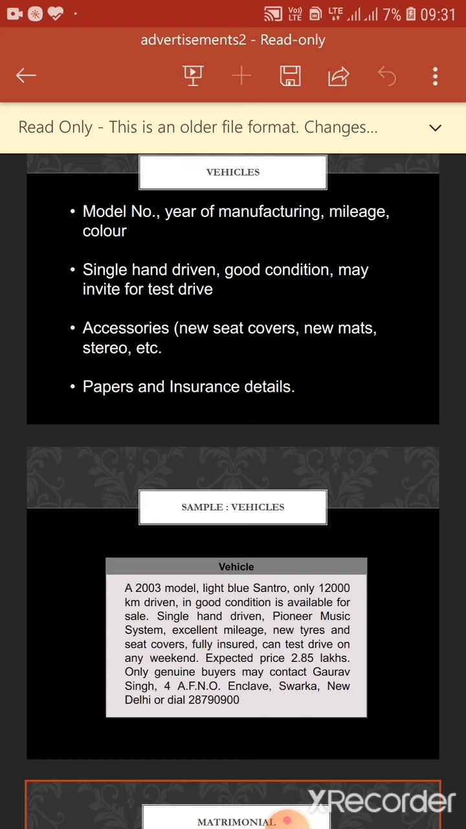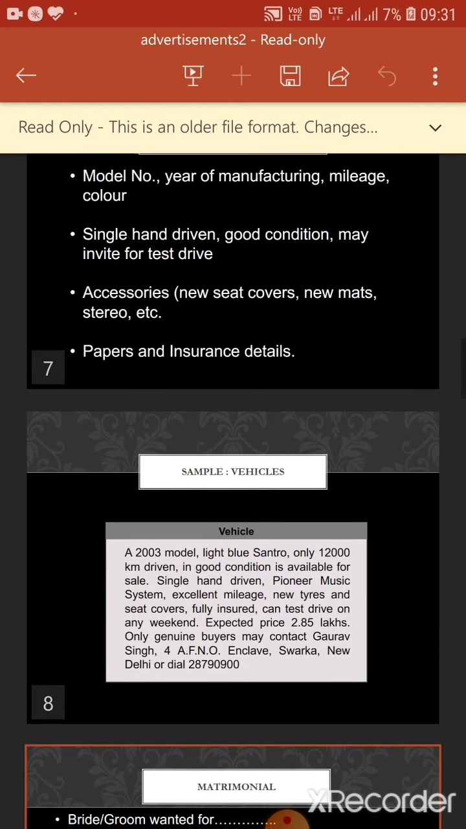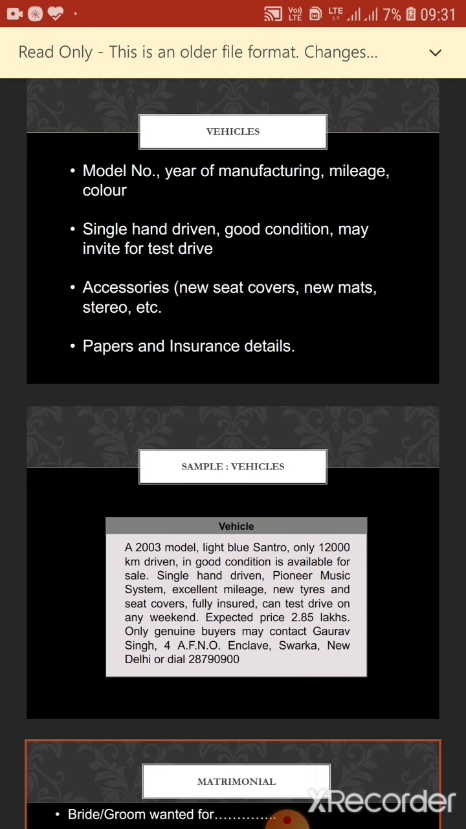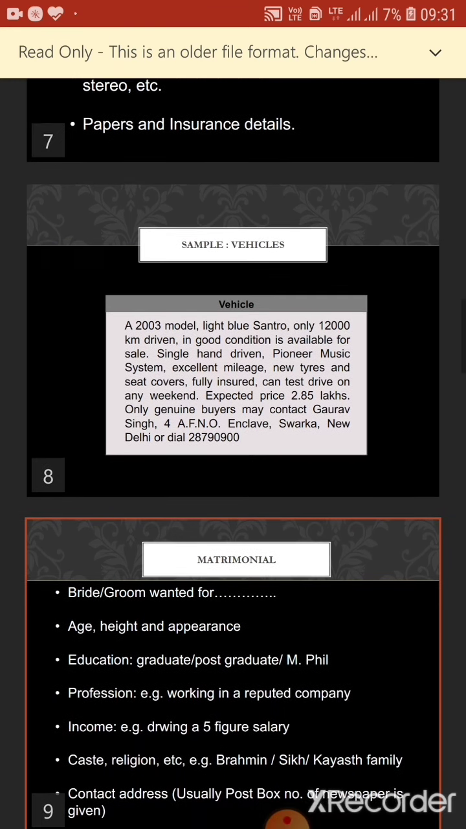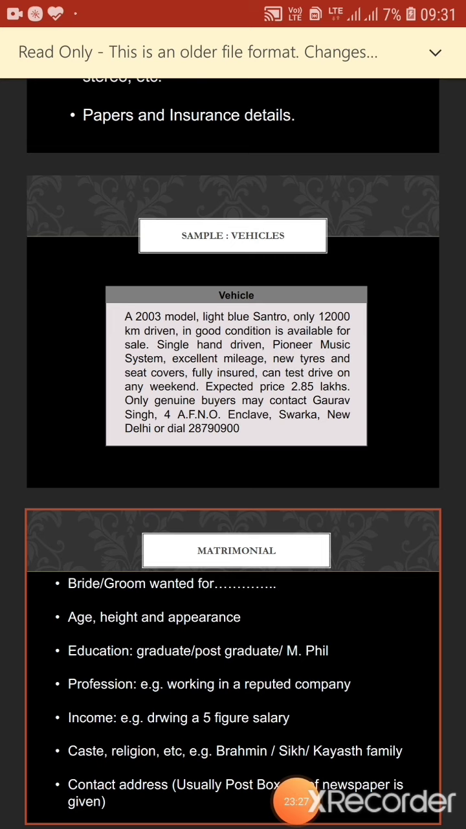Mileage and color, single hand drive, good condition, may invite for test drive also, accessories, new seat covers, new mats, stereo, etc., papers and insurance details. So these are the important points when we write any classified advertisement related to vehicles. It could be for sale also, it could be for purchase also. One example we will see, and it will become quite clear for you how it should be written.